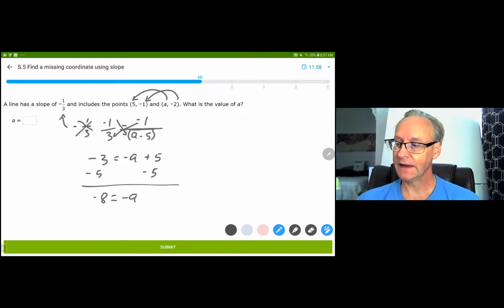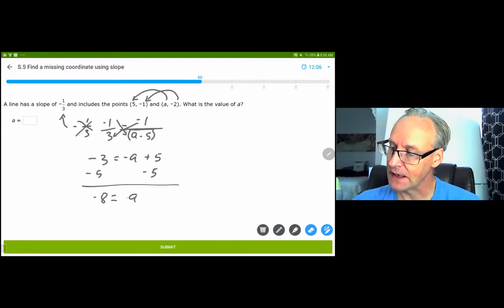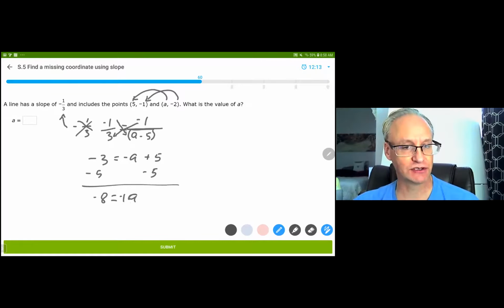In IXL, they actually multiply both sides by -1. Either one is correct. The reason I tend to divide is because it's pretty clear that that -a means -1a, and we usually divide by the coefficient. It just happens that if you multiply by -1, it also gives you 1a. But I'm going to go ahead and divide by -1. It's the same thing, and I get a equals 8, or 8 equals a.